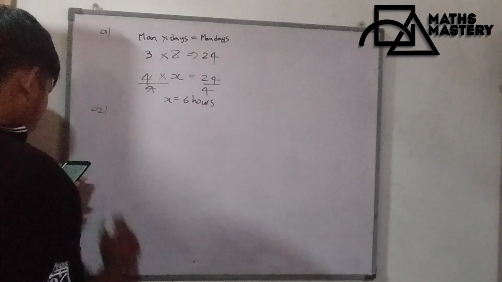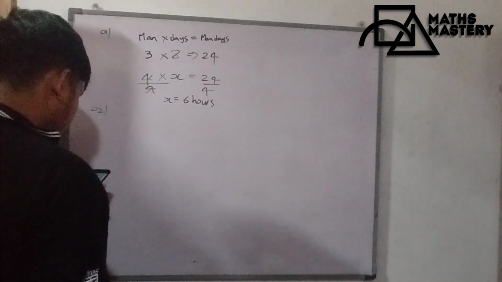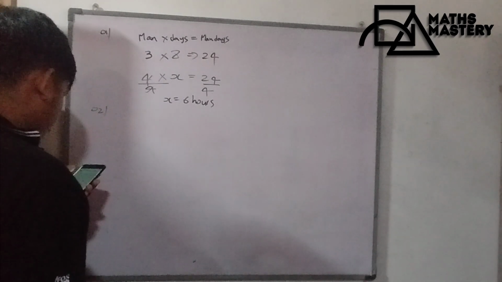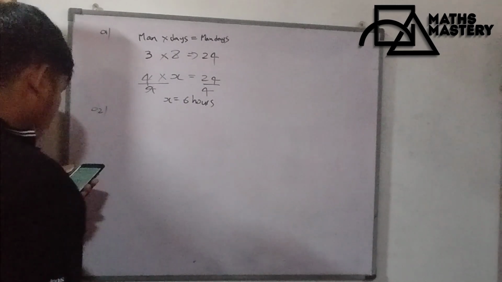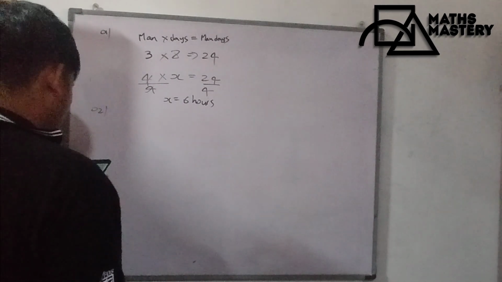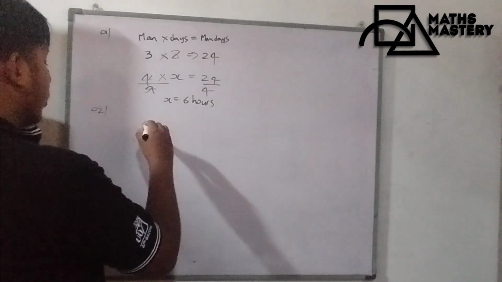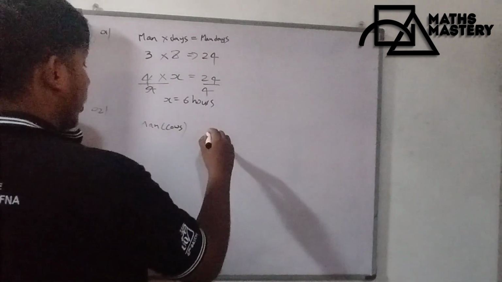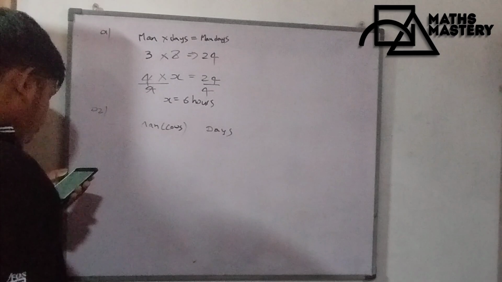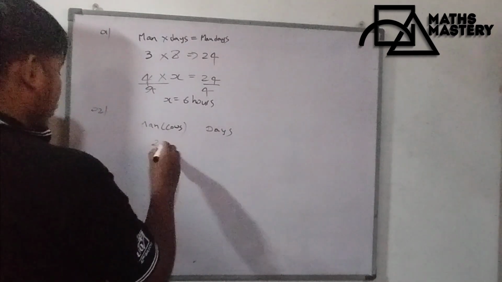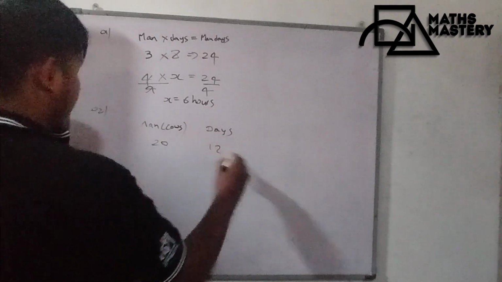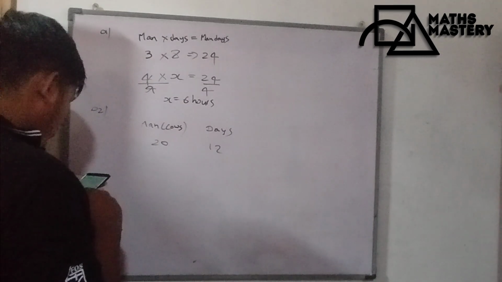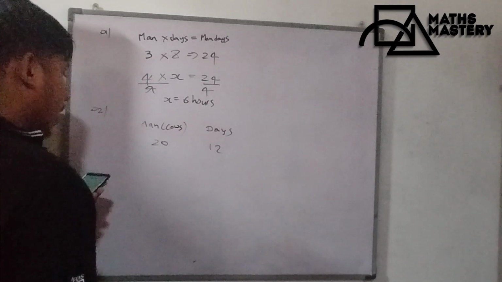Second question. They are asking: food sufficient for 12 days for 20 cows has been stored in an animal farm. If 4 cows were taken away from the farm, how many days will the food be sufficient? Now, this is also a man days question. Instead of man, you are going to put cows. These are cows related, and instead of days, they have given days only. There are 20 cows, and it is sufficient for 12 days. If 4 cows were taken away, for how many days will the food be sufficient? That is what they are asking.